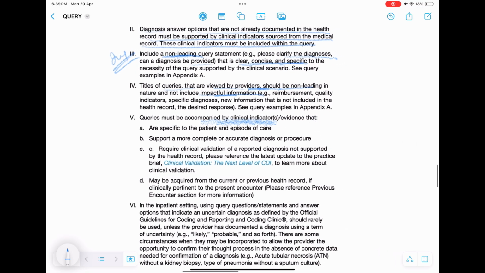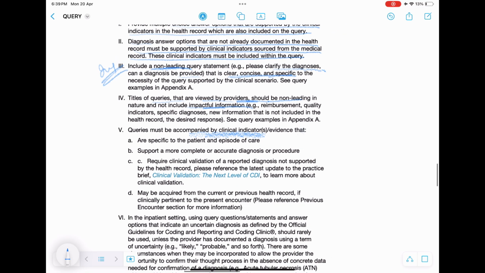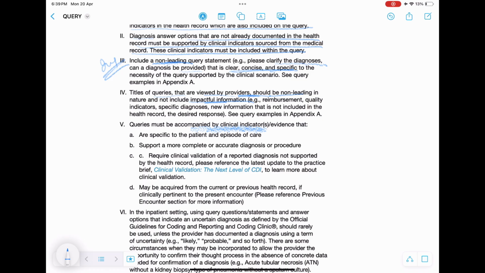So these are the main things I wanted to share with you today. I hope this felt helpful and easy to understand.